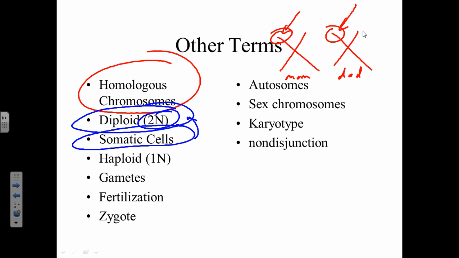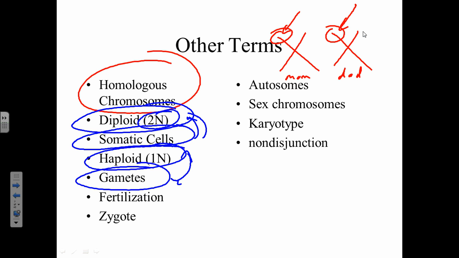On the other hand, your gametes, your sperm or your eggs, they're haploid. They only have what? One of each kind of chromosome. And that would be how many? How many chromosomes should be in a normal sperm or a normal egg? 23. Half the normal number. That's what haploid means. So again, gametes are haploid. Other body cells are somatic cells, and they're diploid.